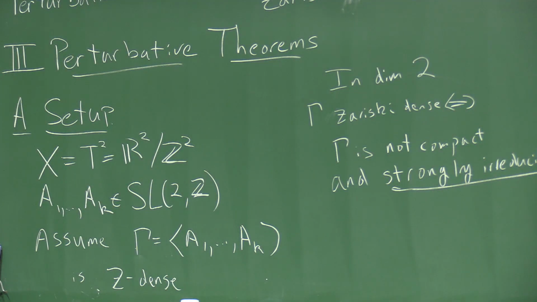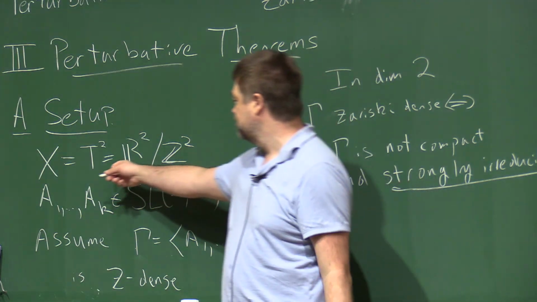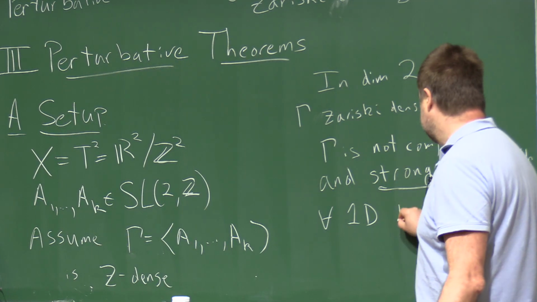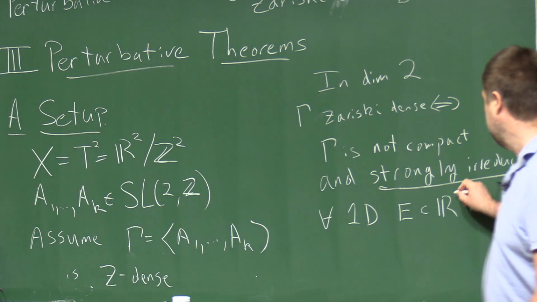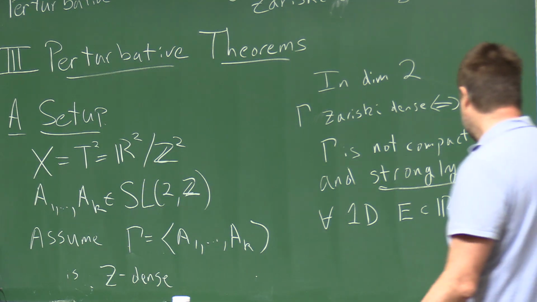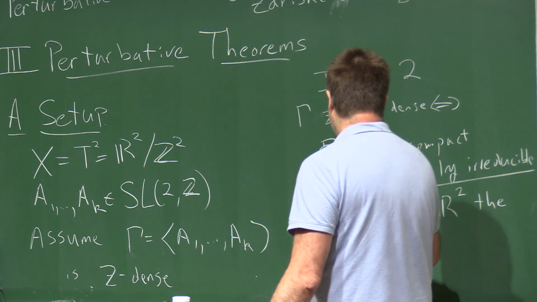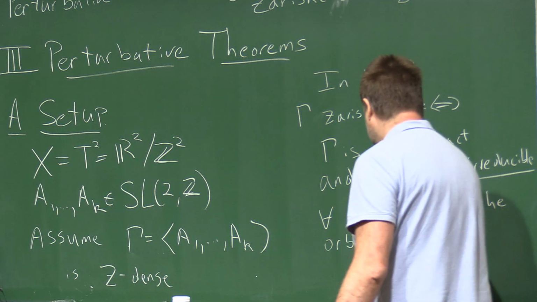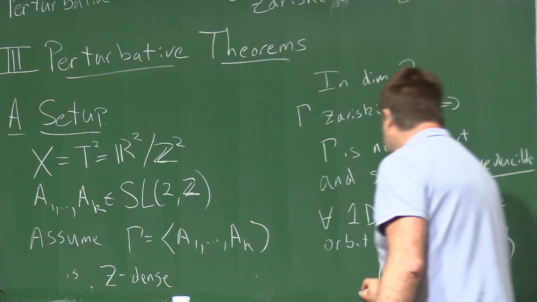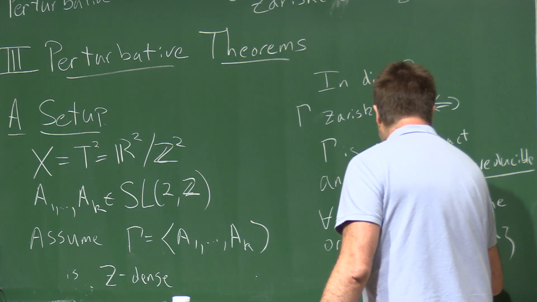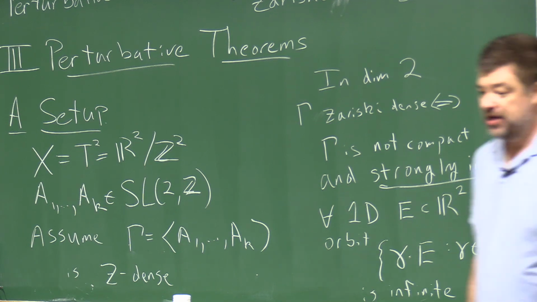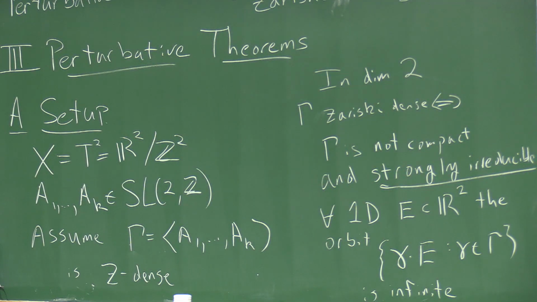And what does strongly irreducible mean? It means that if I take a proper subspace of the linear action, so this group is a group of matrices, it acts on R2. For all one-dimensional proper subspaces E inside of R2, so I don't want the ambient R2 or the zero-dimensional subspace, the orbit of E under gamma, matrices act on subspaces, is an infinite orbit. So there are no one-dimensional subspaces that have a finite orbit. And I think in dimension 2 that should be equivalent to Zariski density. This is maybe a little bit more linear algebraic way to think of this criterion. And if you know Furstenberg's theorem, this looks familiar.